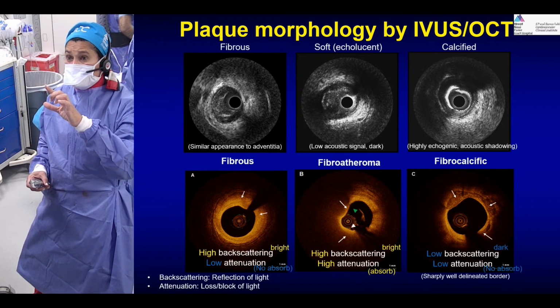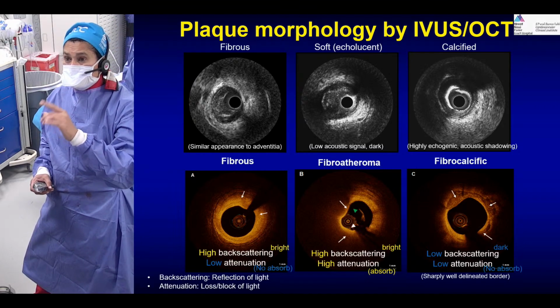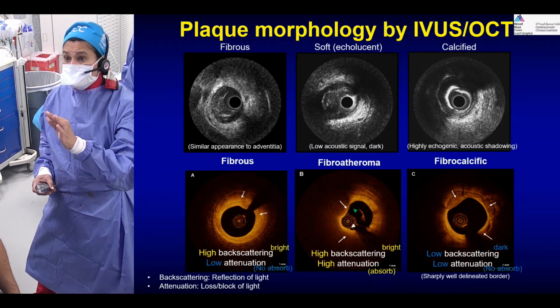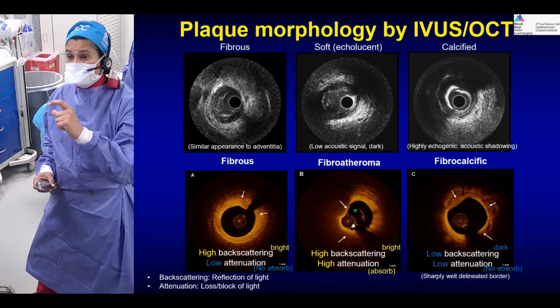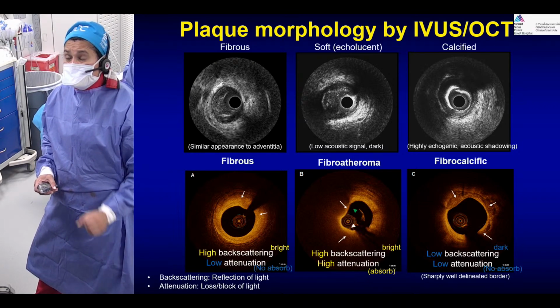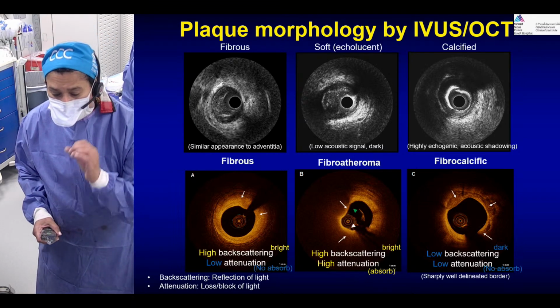So when we say high backscattering, which means that it is bright, the light has come back. Low attenuation essentially means that it is not absorbed. That is why it looks bright and white. Then you have high attenuation. When you see high attenuation, it is lipid plaque.